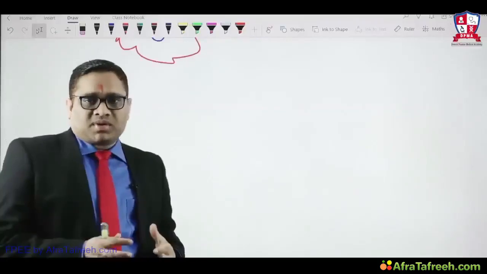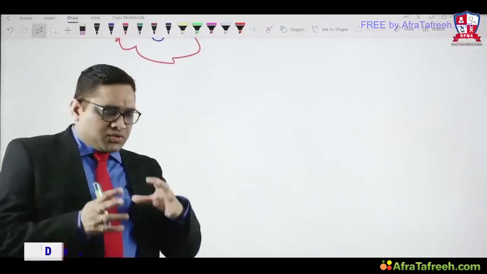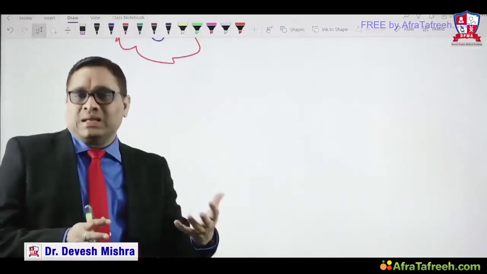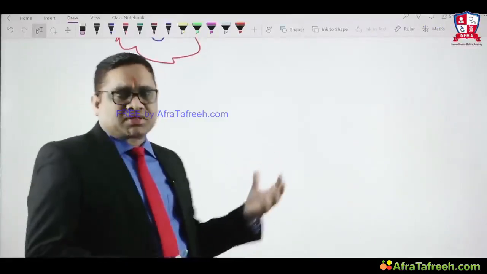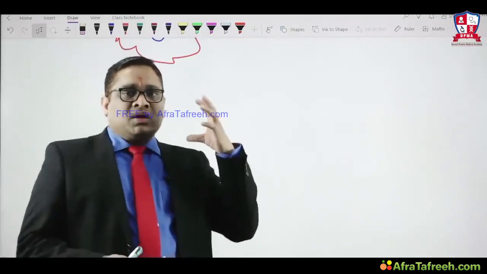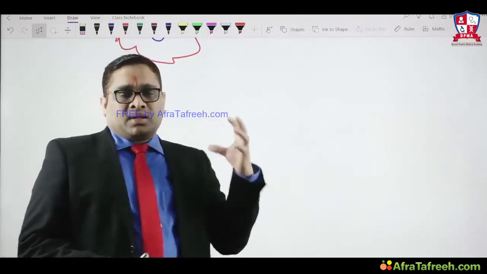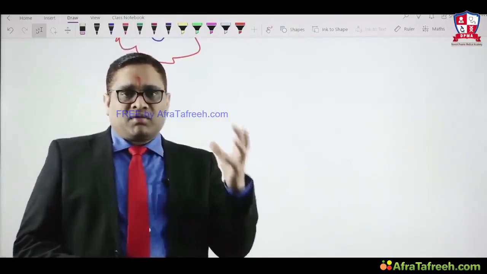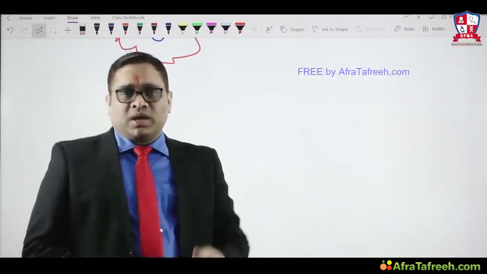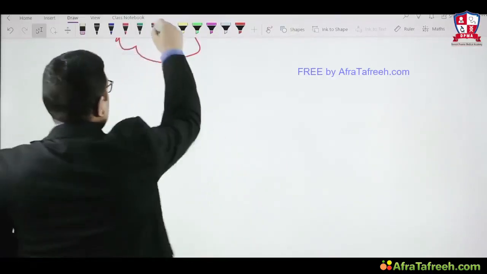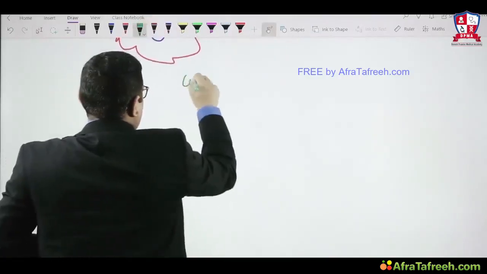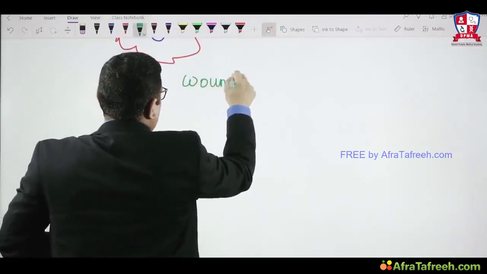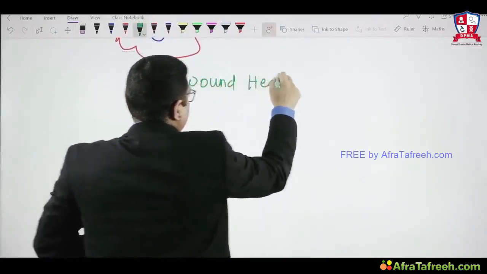After chronic inflammation, we are going to see wound healing, right? So the next step is wound healing. As we have discussed, in chronic inflammation there will be mononuclear cell infiltration, then tissue destruction, and then there will be repair or wound healing. So the next topic we are going to study is wound healing.